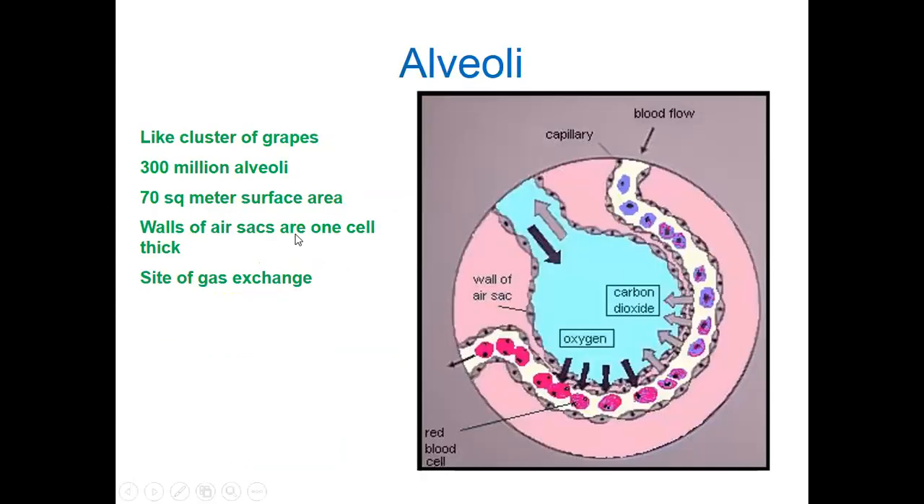Look at the alveoli. This is the smaller sac in the lung. The air comes in and out. This is the surface of exchange, which should be large and thin, and in contact with a blood vessel. Like a cluster of grapes, 300 million alveoli, 70 square meters surface area, walls of air sac are 1 cell thick, site of gas exchange.